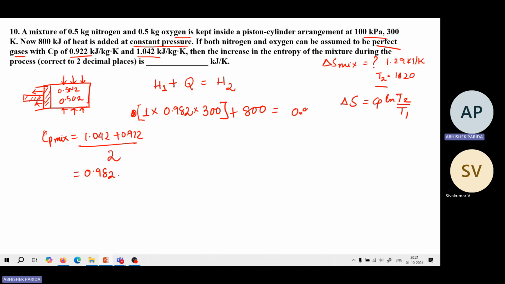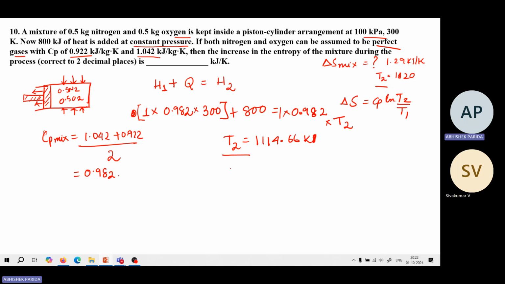So here 0.982 into T2 equals 300 plus 800, divided by 0.982. I think here you have done some mistake. T2 I'm getting 1114.66. Just calculate once again. Yes, sir. Correct only, sir. 1114.66. Yes, sir. So this is the correct one.